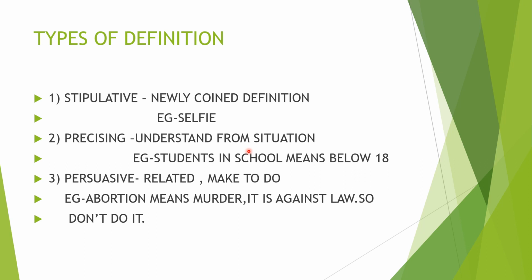So the three are: stipulative is newly coined words, precising is understanding from the situation, and persuasive means you are making someone do something in a proper way. So I think you are clear about the types of definitions. This has been asked 2 or 3 times in our UGC NET exam. They give one word and ask whether it is a stipulative, precising or persuasive type of definition. So you have to understand what it is. I think now you are clear about it.